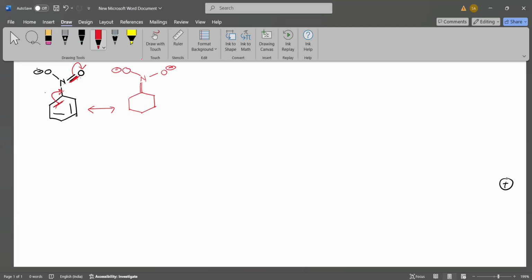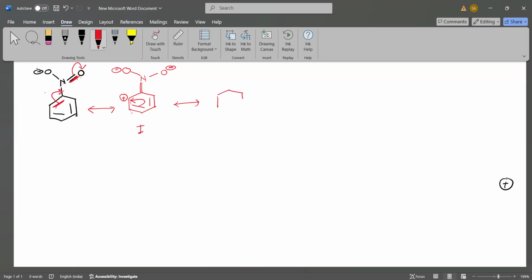Here it is oxygen with negative charge already, correct? Now what happened? These two bonds would be as it is, but from here the double bond has shifted in between carbon and nitrogen. So this carbon becomes electron deficient, so it generates a positive charge. Now to satisfy this positive charge, this double bond would shift in between these two carbons, right? So this would be your first structure.